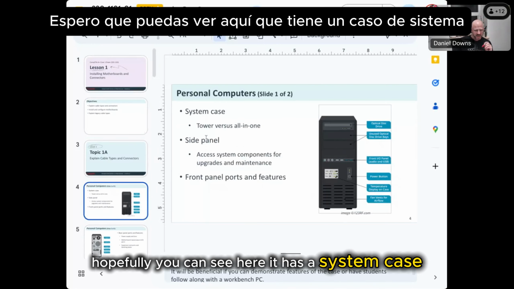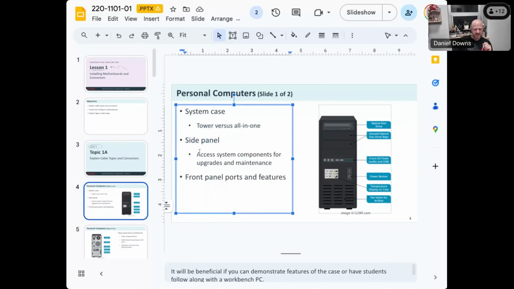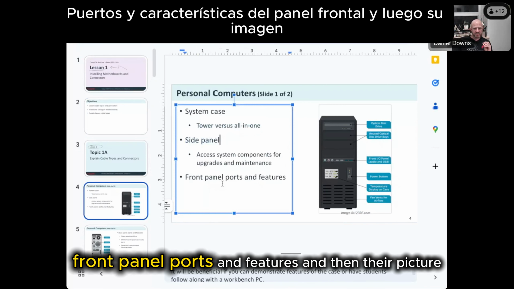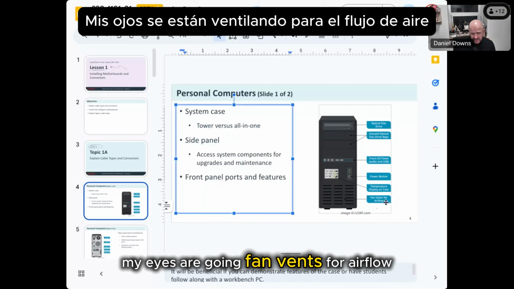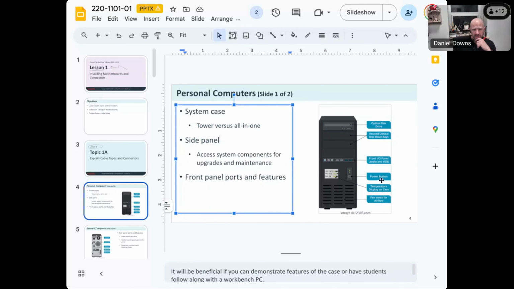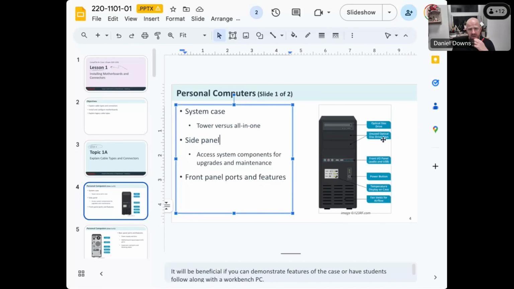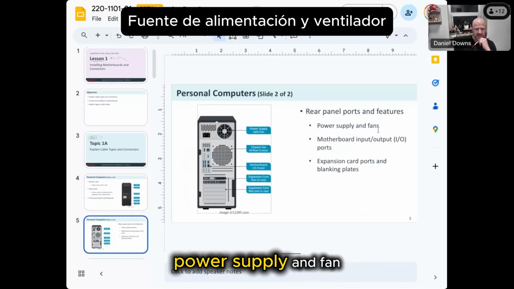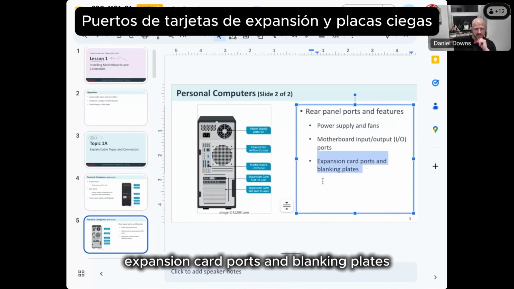Hopefully you can see here it has a system case, the tower design versus the all-in-one, a side panel to access system components for upgrades and maintenance, front panel ports and features, and in their picture they have down here at the bottom, my eyes are going, fan vents for airflow, temperature display and case, power button, front panel audio and USB, unused optical data drive, and an optical disk drive. And then we have the back of the computer, rear panel ports and features, power supply and fan, motherboard input output ports, expansion card ports and blanking plates.